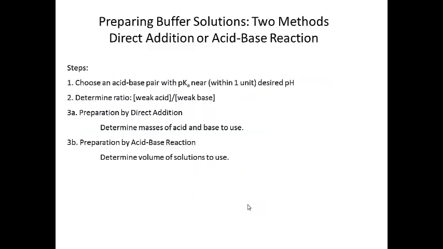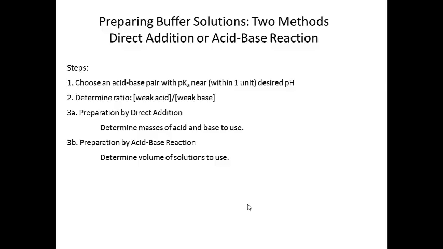Okay, the next thing we want to turn to, our last portion of these two sections, is how do you actually make a buffer if you want to make a buffer of a particular pH. There's two ways to do it. One is by simply adding known amounts that you've determined ahead of time of weak acid and weak base together and make a buffer by doing that.